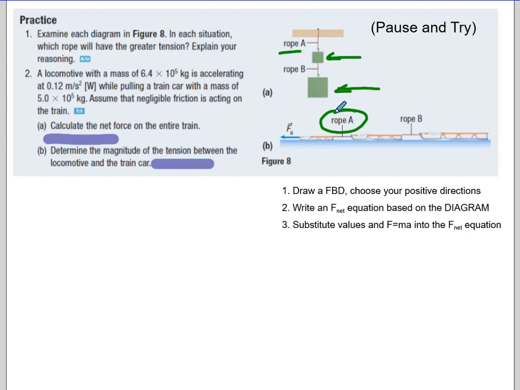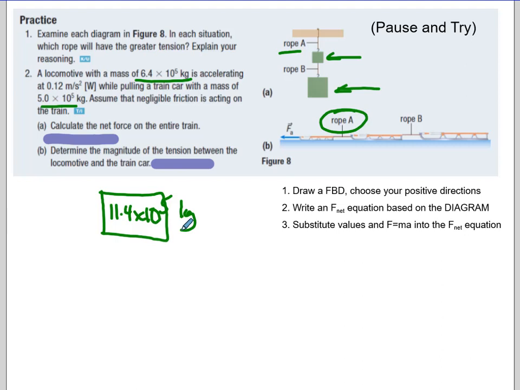Number 2, a locomotive with a mass of 6.4 times 10 to the 5th kilograms, accelerating at 0.12 meters per second squared while pulling a train car. Assume negligible friction is acting on the train. Calculate the net force on the entire train. You could just do one system box that takes those two masses and adds them together. So that looks like it's 11.4 times 10 to the 5th kilograms.